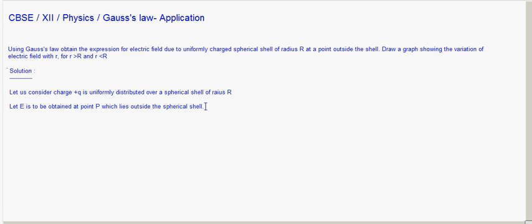Now, consider a spherical shell. Now we have assumed that the charge plus q is distributed uniformly. Let the center point be O, and the radius of the sphere is given, that is capital R. We need to find out the electric field at some point P which lies outside the sphere.